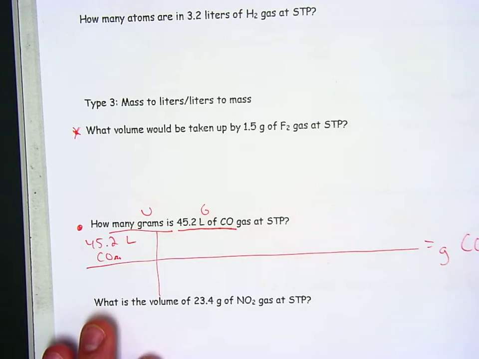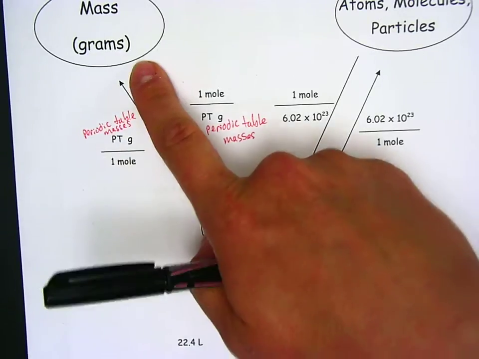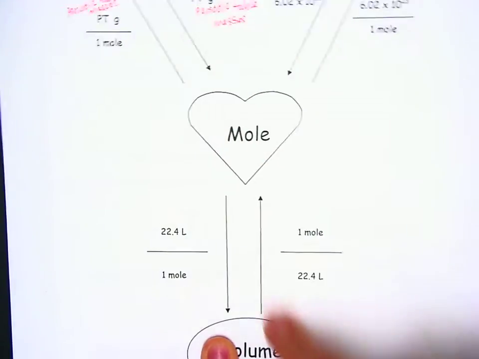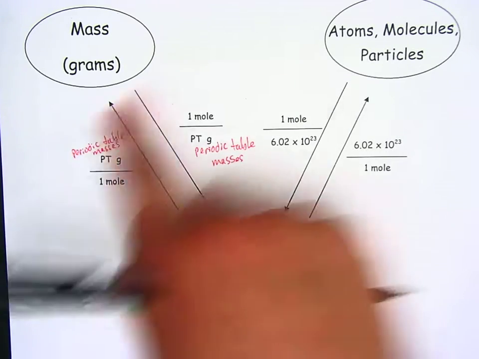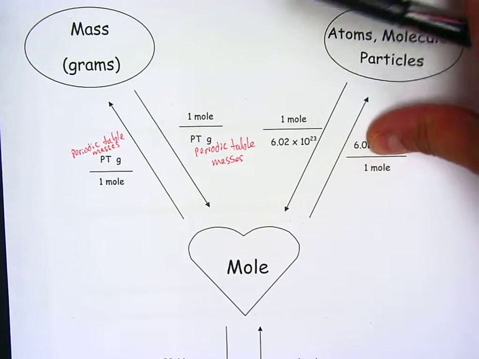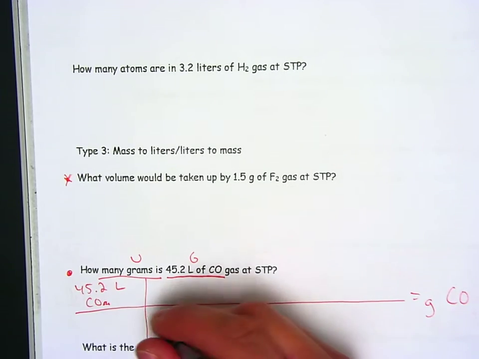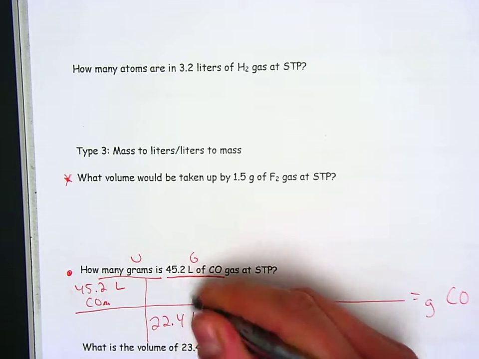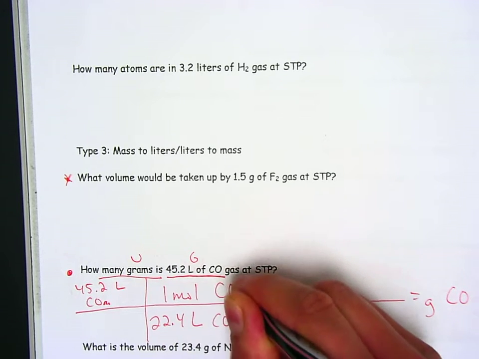We're going to figure out the grams of carbon monoxide. All right, liters to mass. Okay, so here's your liters. Here's your mass. There's no direct route, so we have to do 2 steps. We're going to go from liters to mole first, and then from mole to mass. Okay, so from liters to mole, we're going to have 22.4 liters on the bottom, 1 mole on top. So 22.4 liters on the bottom of CO, carbon monoxide, for every 1 mole carbon monoxide.